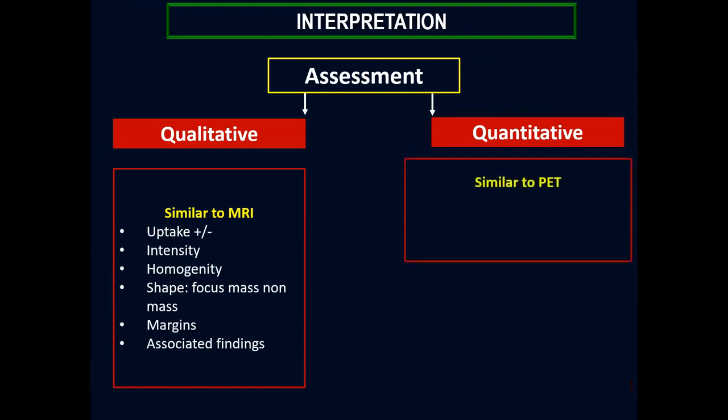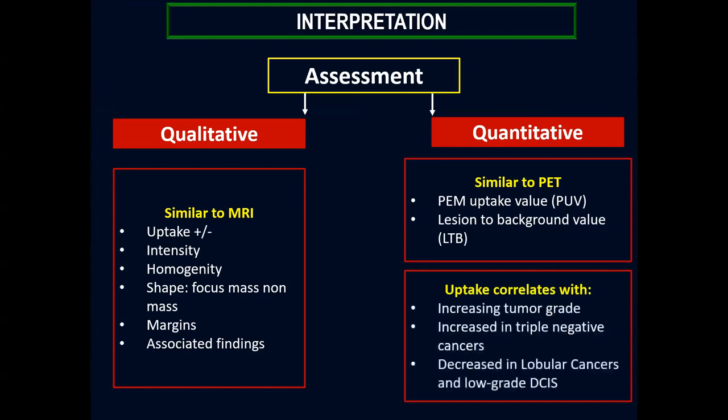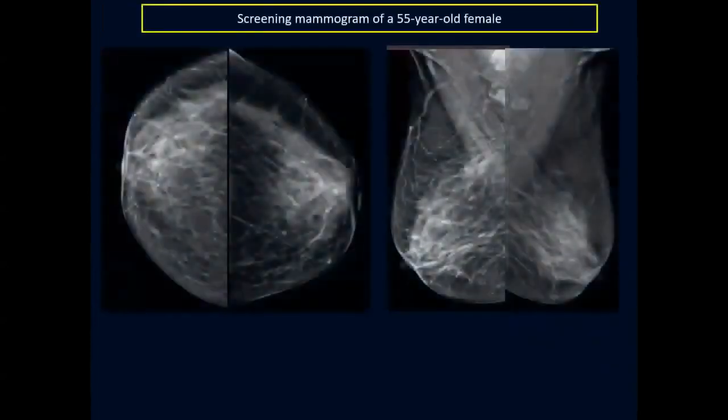For the quantitative assessment, it is similar to PET, where we measure the PUV value, which corresponds to the SUV value, and we also measure the lesion to background value, which is called the LTB. The uptake correlates with the increasing tumor grade. It also increases in triple-negative breast cancer, and it decreases in lobular cancers and low-grade DCIS.